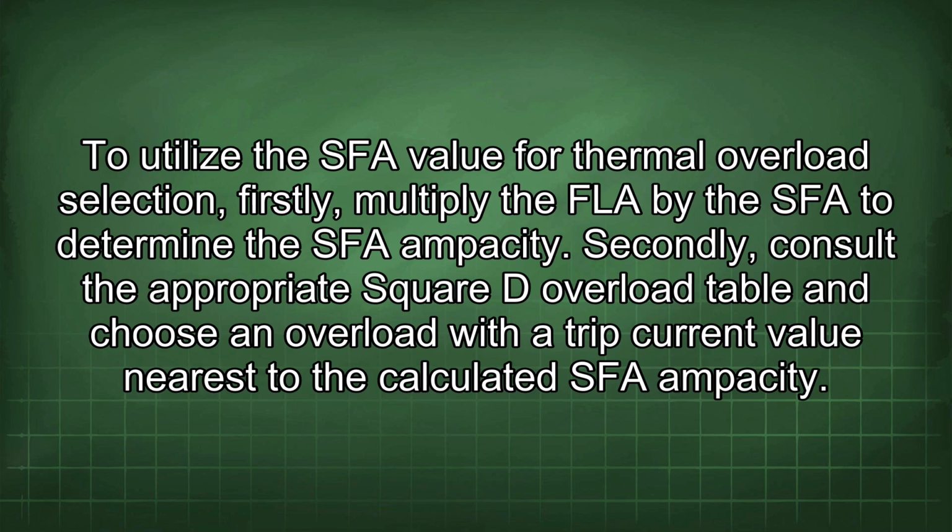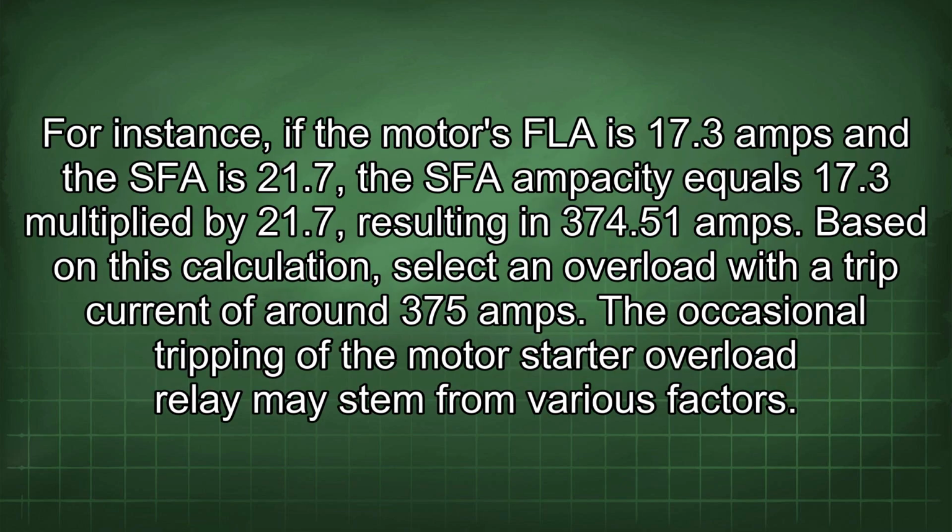ampacity. Secondly, consult the appropriate Square D overload table and choose an overload with a trip current value nearest to the calculated SFA ampacity. For instance, if the motor's FLA is 17.3 amps and the SFA is 21.7, the SFA ampacity equals 17.3 multiplied by 21.7, resulting in 374.51 amps. Based on this calculation, select an overload with a trip current of around 375 amps.